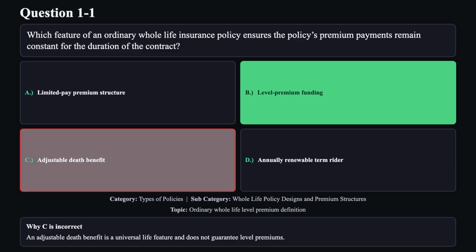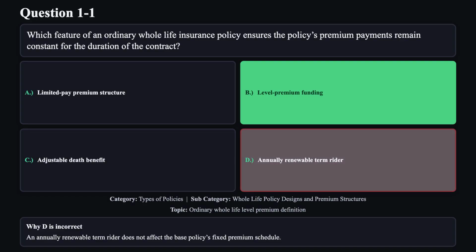Reason C is not correct. An adjustable death benefit is a universal life feature and does not guarantee level premiums. Reason D is not correct. An annually renewable term rider does not affect the base policy's fixed premium schedule.